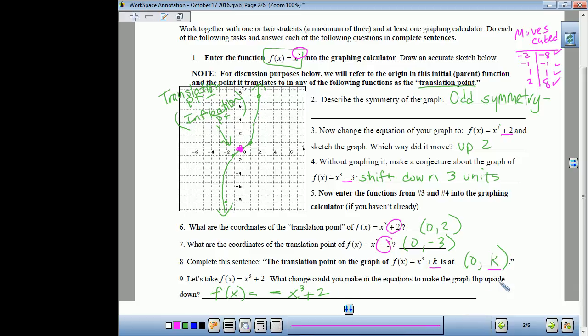Now, what can we do to make this graph go from this to this? Throw a negative out in front. A negative in front of the function reflects it over the x-axis. Any questions about just this little part?